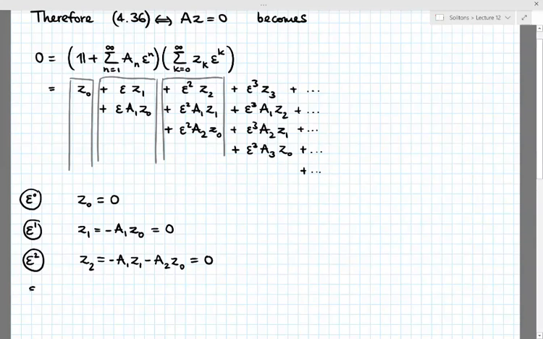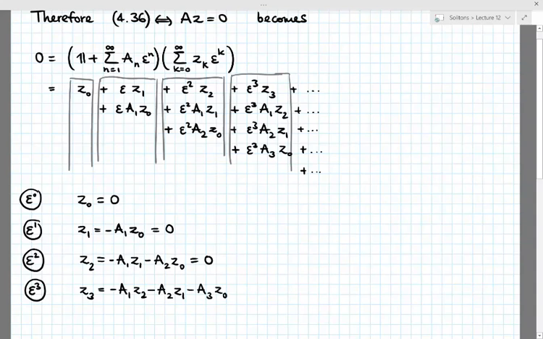Finally, let's look at order epsilon cubed. That's the fourth column on the right-hand side, which must add up to 0. And we can solve for Z3, which then must be equal to minus A1 Z2 minus A2 Z1 minus A3 Z0. We just found that Z0, Z1, Z2 vanish. A1, A2, and A3 are linear operators, and so the right-hand side vanishes again. So we find that Z3 also vanishes.